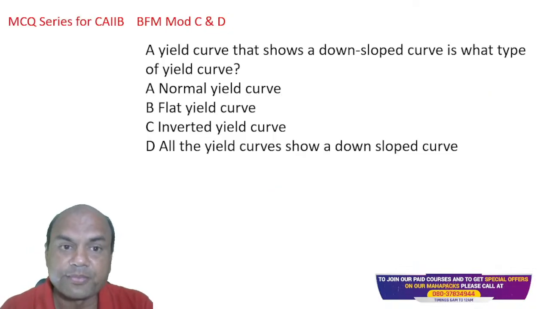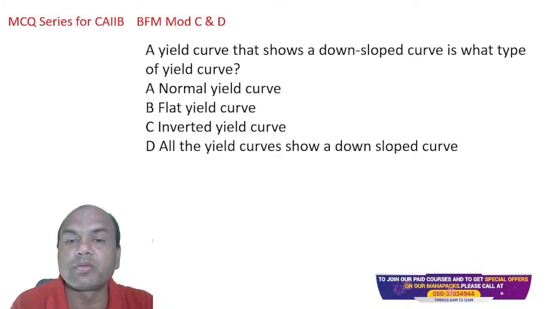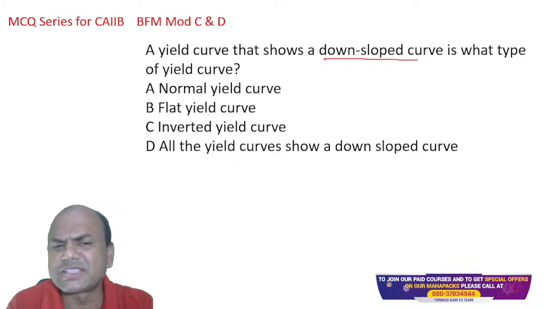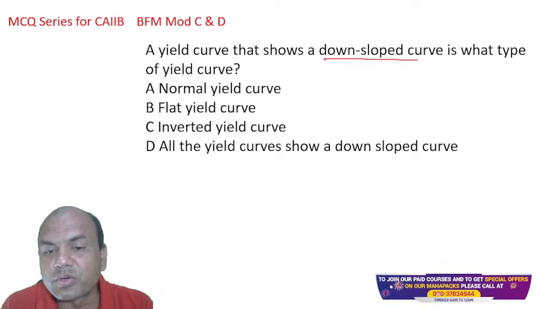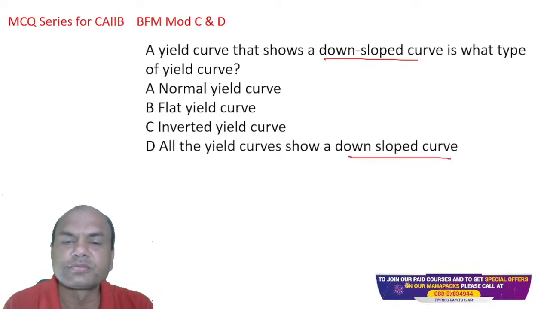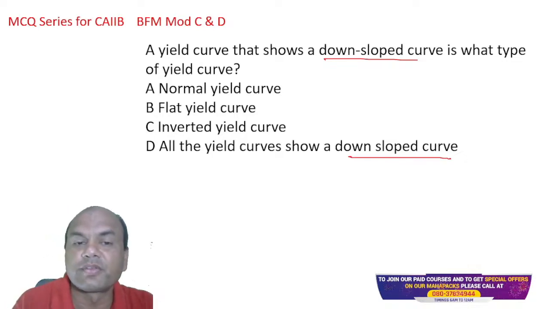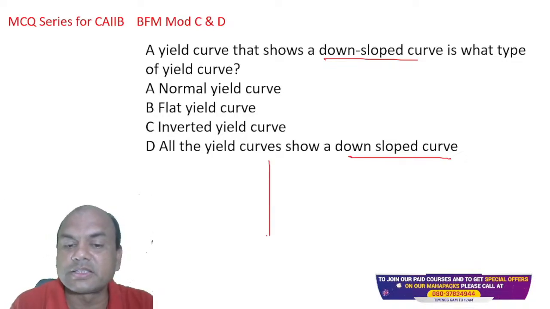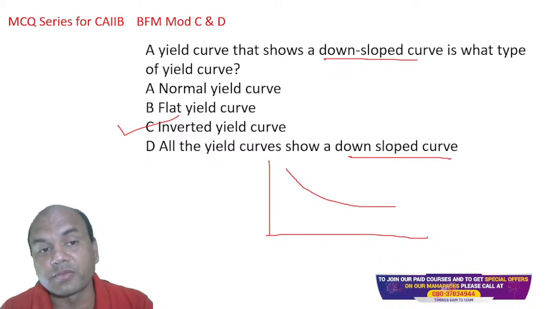A yield curve that shows a down-sloped curve is what type of curve? Down-sloped. Now this is easy. Normal yield curve, flat yield curve, inverted, or all yield curves show down-sloped curve? What do you think? The answer is inverted. An inverted yield curve will show a down-sloped curve.